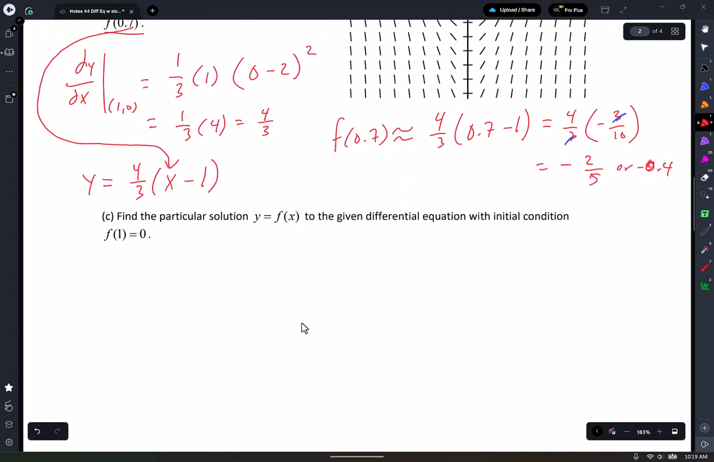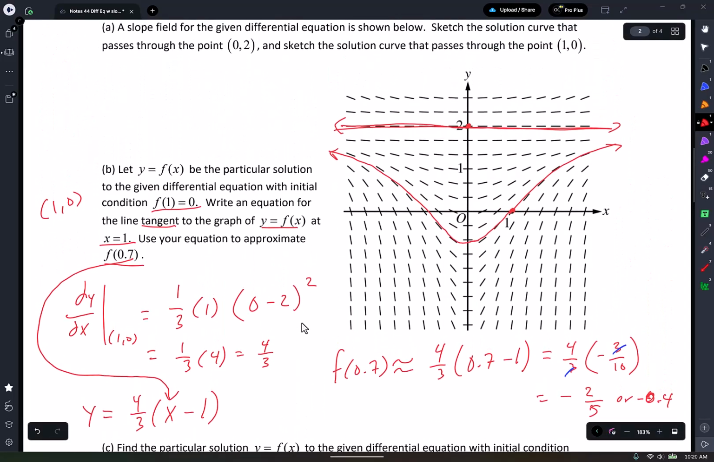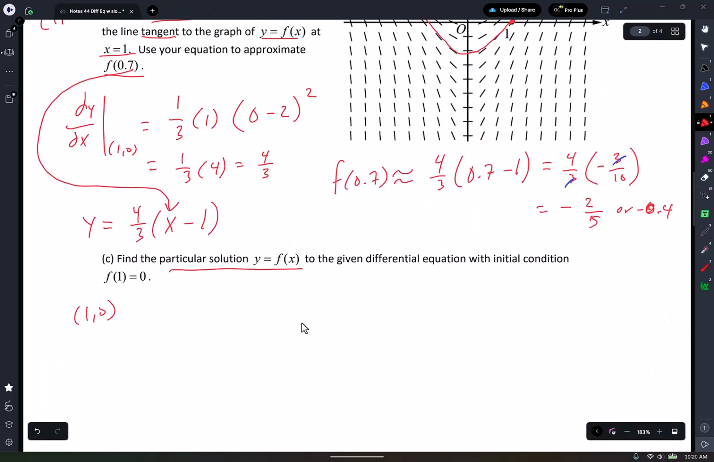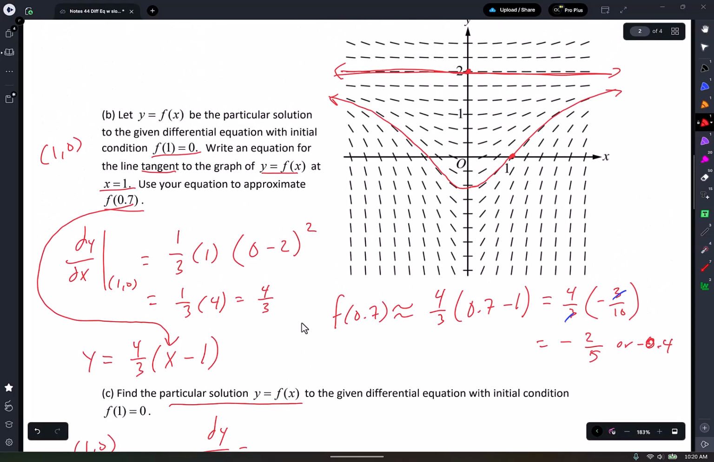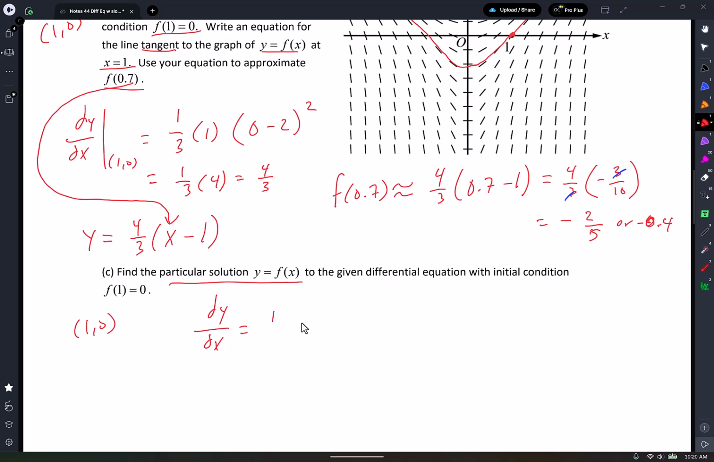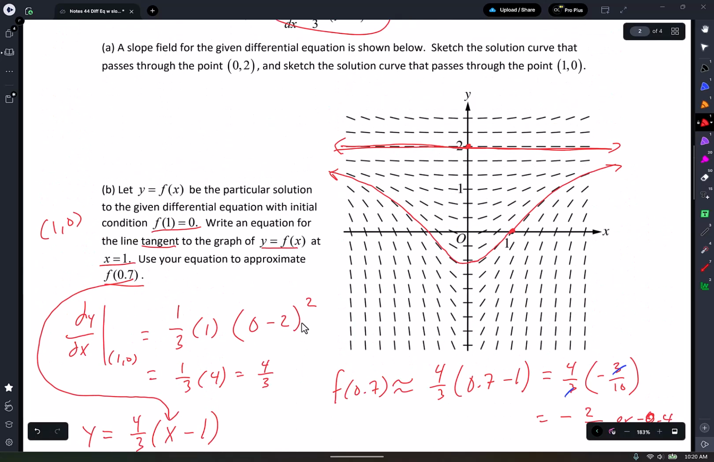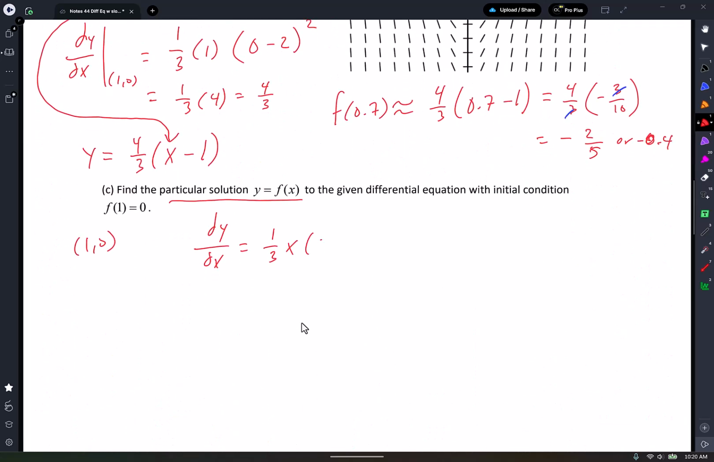All right, here we go, guys. Find a particular solution to the given differential equation with initial condition f of 1 equals 0. Okay, now they want y equals something. So I start with my differential equation. Let me see. Do I have it here? dy dx equals, what was it again? 1/3 x (y minus 2) squared. Okay.